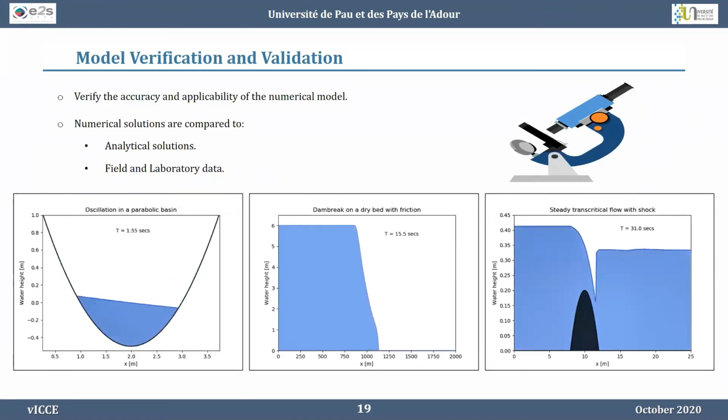When developing any numerical model, it is necessary to check its accuracy. For simplified problems, the numerical solution can be compared with the analytical solution. This is the case for many standard shallow water benchmarking tests, such as the tests shown on the slide. However, for complex real-life problems, the numerical results are compared to either field or laboratory data.